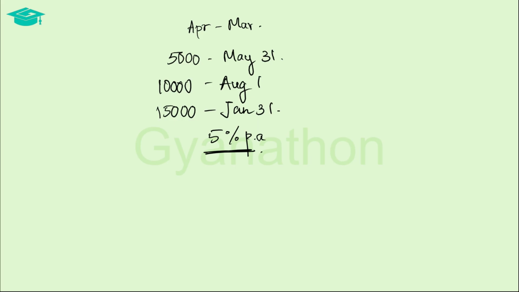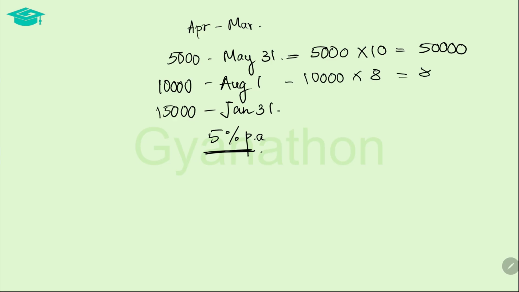So here, to calculate the product, we should take the amount withdrawn and multiply it by the number of months for which it remains outstanding. So let us start with that calculation first. Here it will be 5,000 into 10, which is 50,000. Then next will be 10,000 into 8 remaining number of months, which is 80,000. Next is 15,000 into 2, which is 30,000.